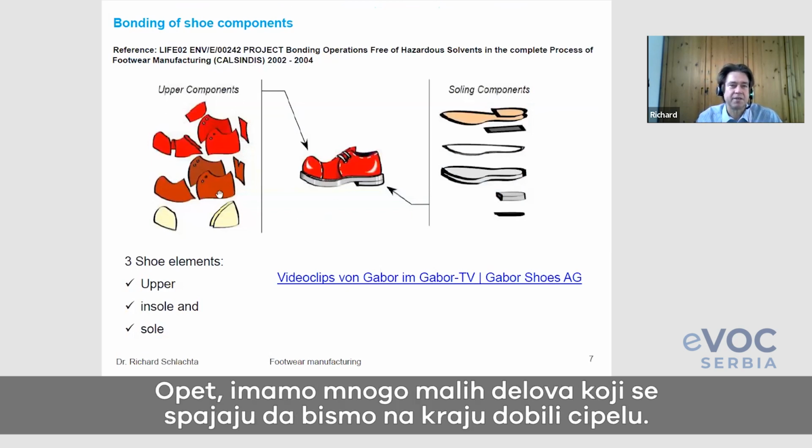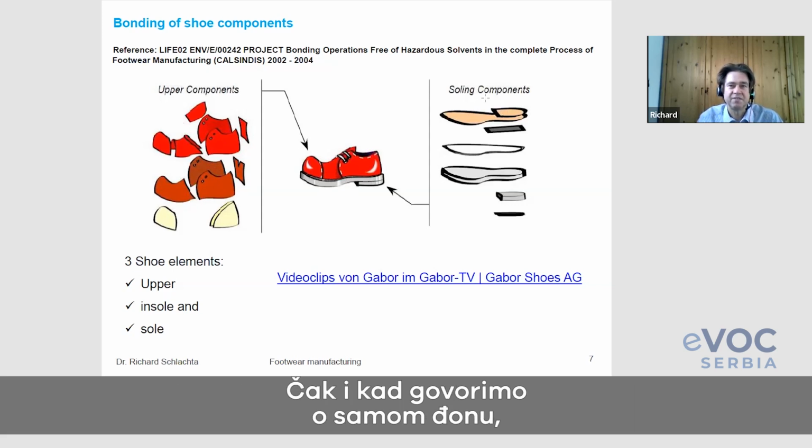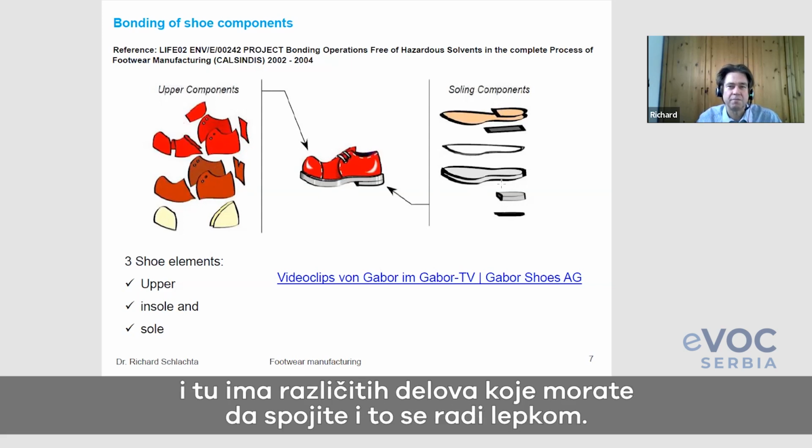And here again, it's really important to understand: we have a lot of different small parts that are assembled together to get the shoe. You see, even for the soling, if you make a sole, you have maybe different parts that you must fix together, and you are doing that with glues.